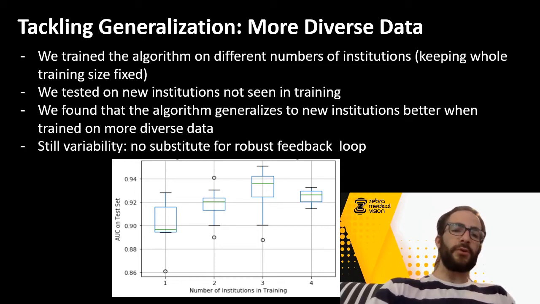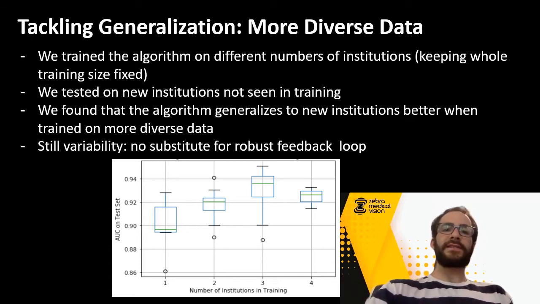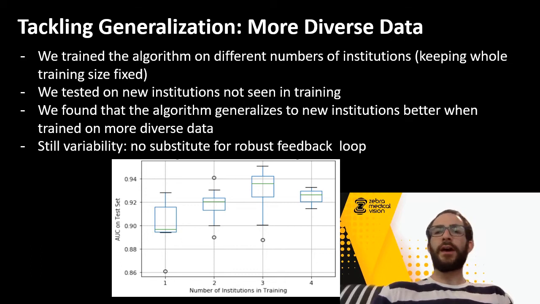And the other thing to pay attention to is that this alone is really not a fix for this kind of concern around generalization. There's really no substitute for having a super robust feedback loop with the radiologists actually using the algorithm to understand what the performance is like and how they're experiencing it.